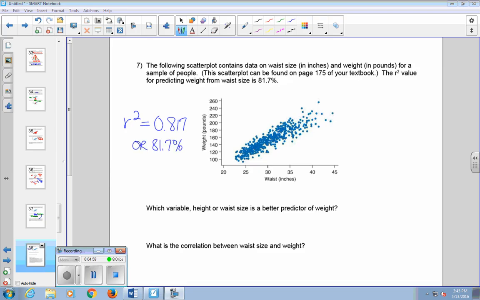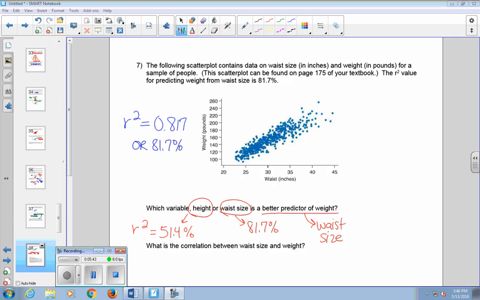Okay. So first question, which variable, the height or the waist size, is a better predictor of weight? Remember when height was your explanatory variable, you had an r squared value of 51.4%. Now using waist size, our r squared value is 81.7%. So the better predictor of weight is going to be the one with the higher r squared value. So that is waist size. The higher r squared value indicates that we're accounting for more of the variability in weight by knowing the person's waist size. So waist size accounts for more of the variability in weight than height does.